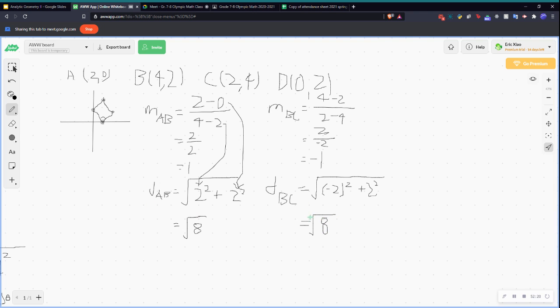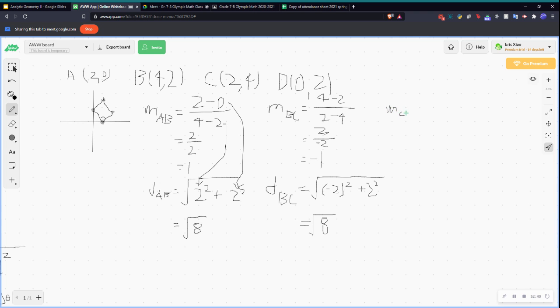So now we see that these distances are equal. And we also see that this slope, mAB, is perpendicular to this slope, mBC, because these are negative reciprocals of each other. If you multiply them together, they have to equal negative 1. And if you multiply 1 by negative 1, then that's obviously negative 1.